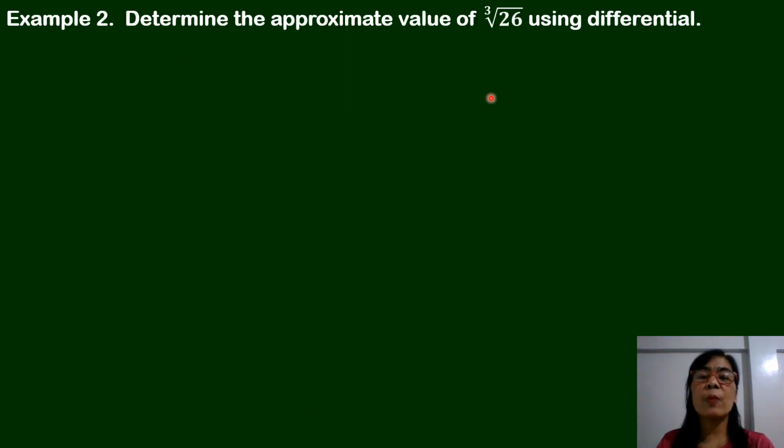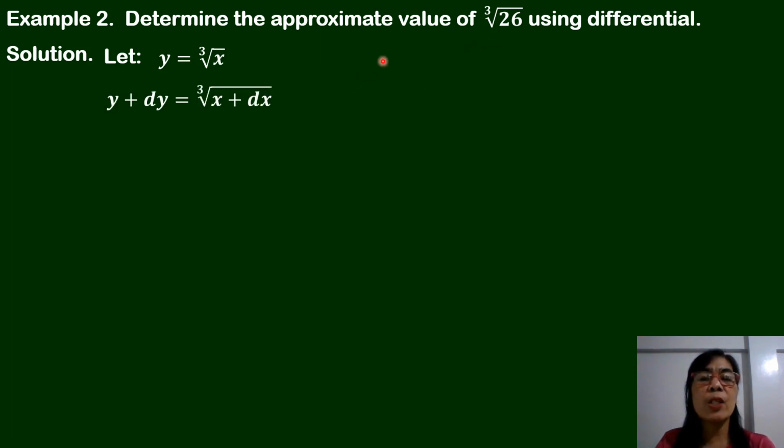Let us now find the approximate value of the cube root of 26 using differential. So here we let y be equal to the cube root of x, since we are to find for the cube root of 26. And y plus the differential of y is equal to the cube root of x plus differential of x, and this should be approximately equal to the cube root of 26. So in this statement, we have here the cube root of x plus dx and the cube root of 26. That means x plus dx must be equal to 26.